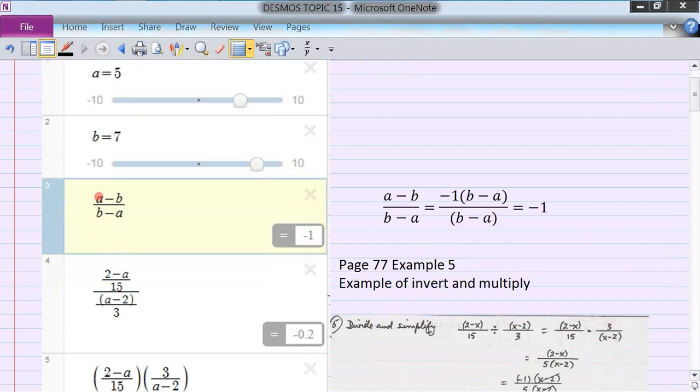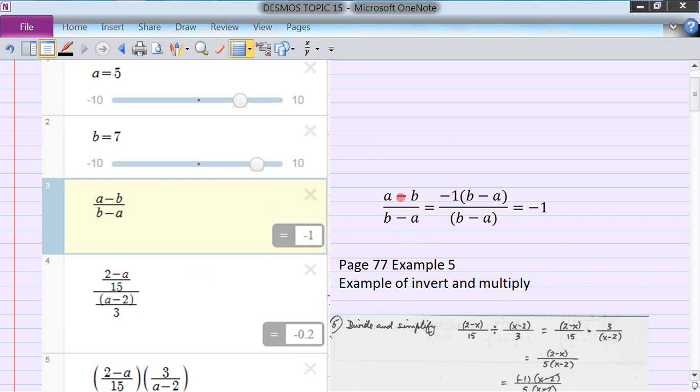You may remember that we talked about (a minus b) over (b minus a) equal to minus 1. And so it could be x minus y or y minus x. As long as this term and this term are the same and the coefficients are the same, it'll work out to be minus 1. And here I put (a minus b) over (b minus a), and I get minus 1.